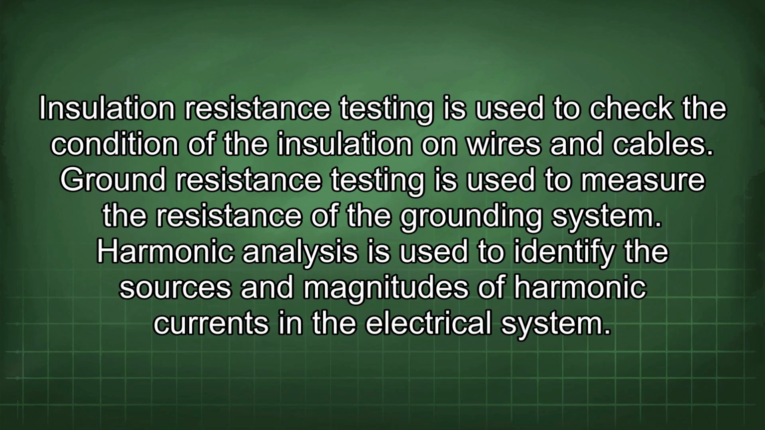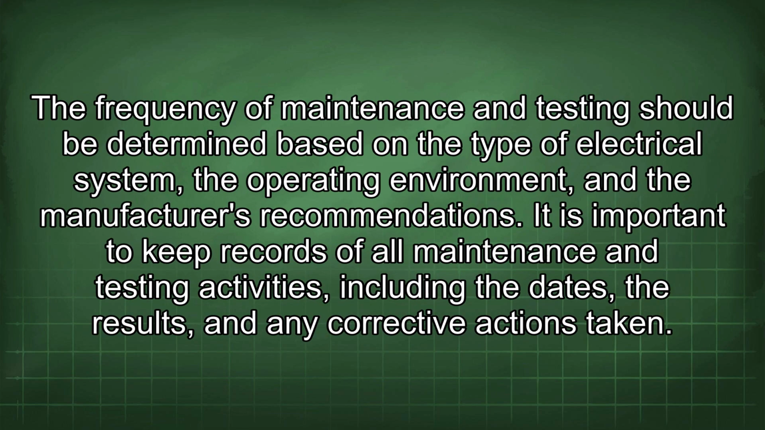Insulation resistance testing is used to check the condition of the insulation on wires and cables. Ground resistance testing is used to measure the resistance of the grounding system. Harmonic analysis is used to identify the sources and magnitudes of harmonic currents in the electrical system. The frequency of maintenance and testing should be determined based on the type of electrical system, the operating environment, and the manufacturer's recommendations. It is important to keep records of all maintenance and testing activities, including the dates, the results, and any corrective actions taken.